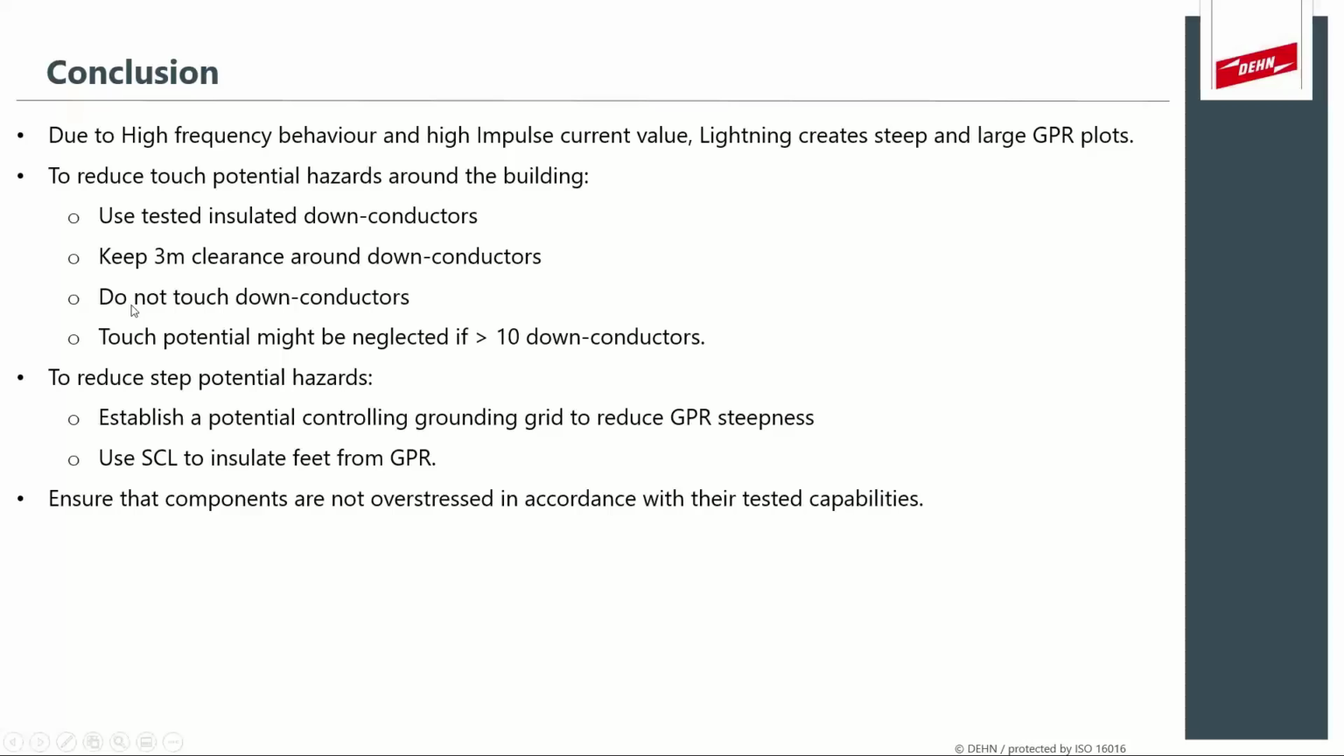Put up signage to say that people should not touch the down conductors. And then the touch potential might be neglected if more than 10 down conductors are installed on the lightning protection system. To reduce the step potential, we want to establish potential control in the ground. So we want to establish an equipotential plane and then steer and control the ground potential rise as it decays further away from the building. And we can use swirl covering layers to insulate the feet from the ground potential rise that you would experience during a lightning strike entering the grounding system.